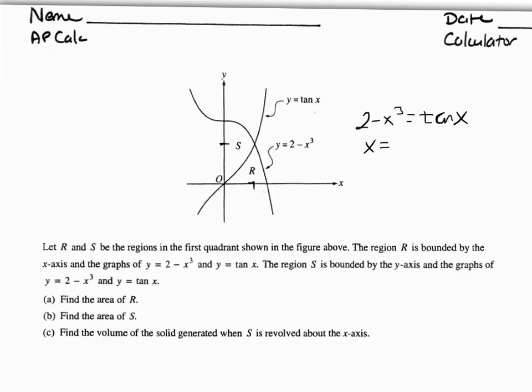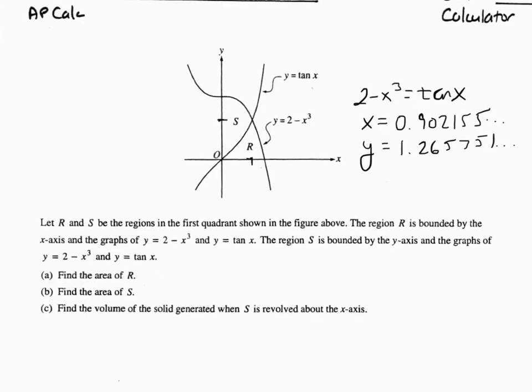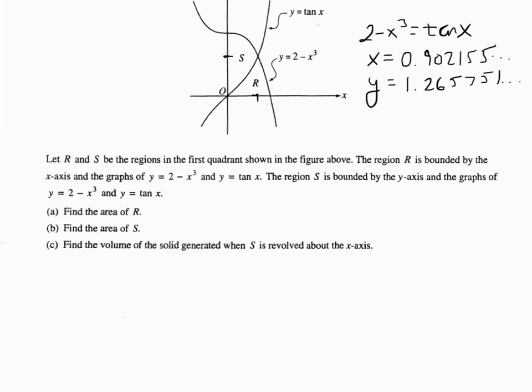You solve with your calculator and you should get 0.902155, and the y value is 1.265751. Okay. So now part A, find the area of region R.